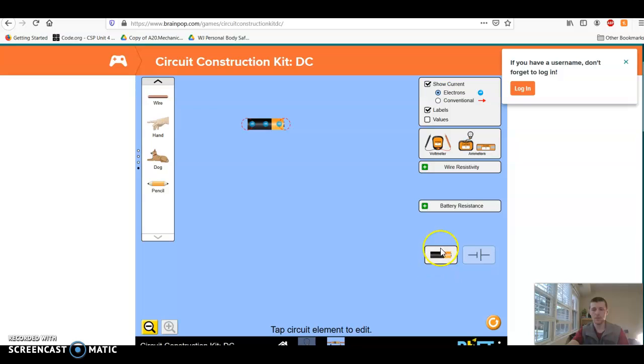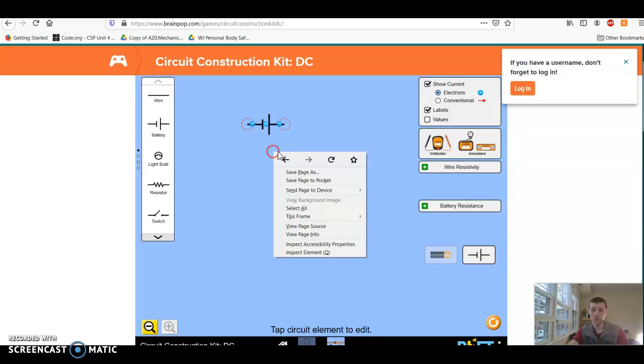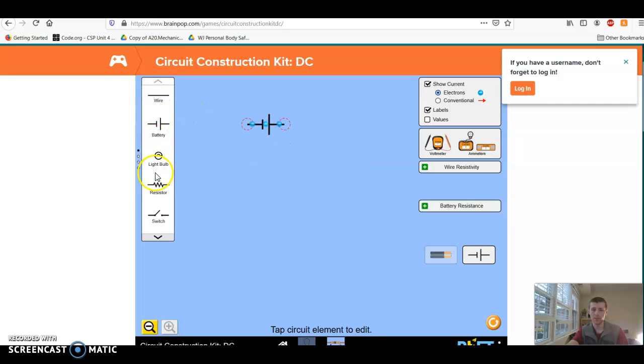Now, you can either leave the view as this, or you can switch it to this, which is what we would call a more engineering-based view. When an electrical engineer draws a circuit, they will use these symbols to symbolize these objects. I'm going to use the regular view for now.